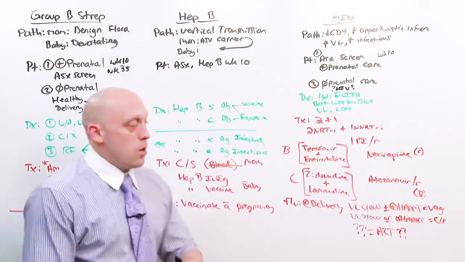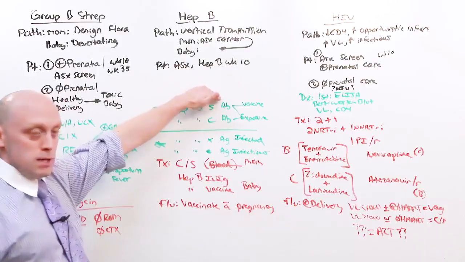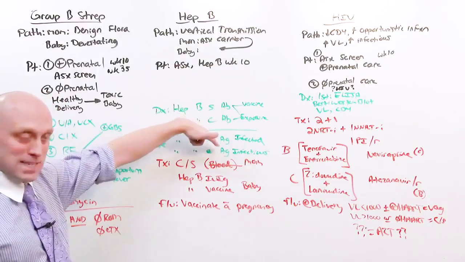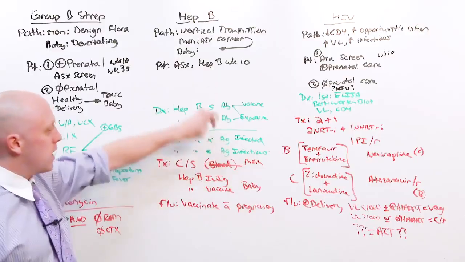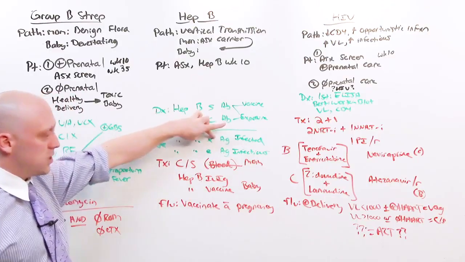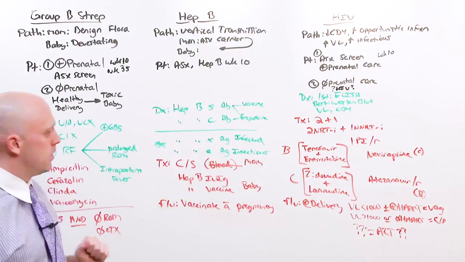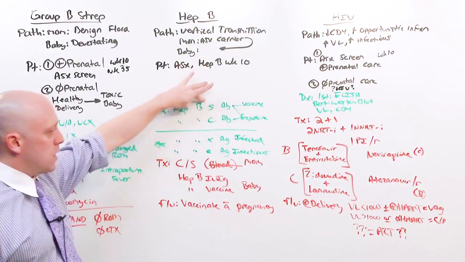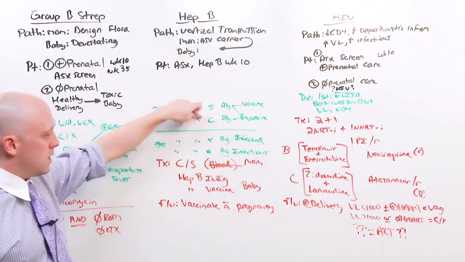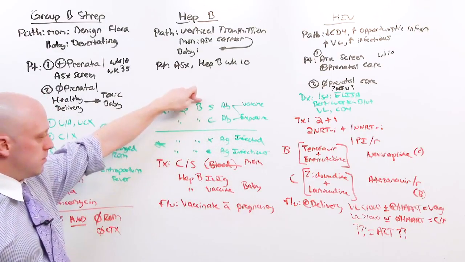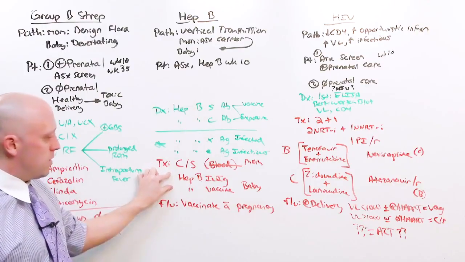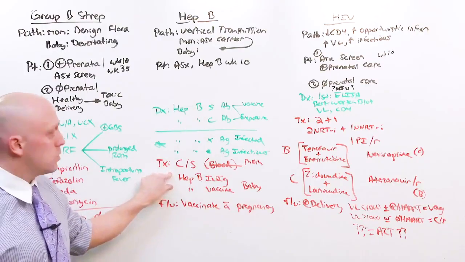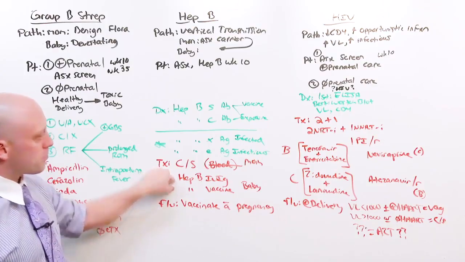For Hep B, remember that the antibodies mean immune, antigens mean infected, but antigens win because you can have antibodies and antigens, you're still infected. Vaccine gives you only S, exposure gives you C and S. Give Hep B IVIG and the Hep B vaccine to baby to a Hep B positive mom.